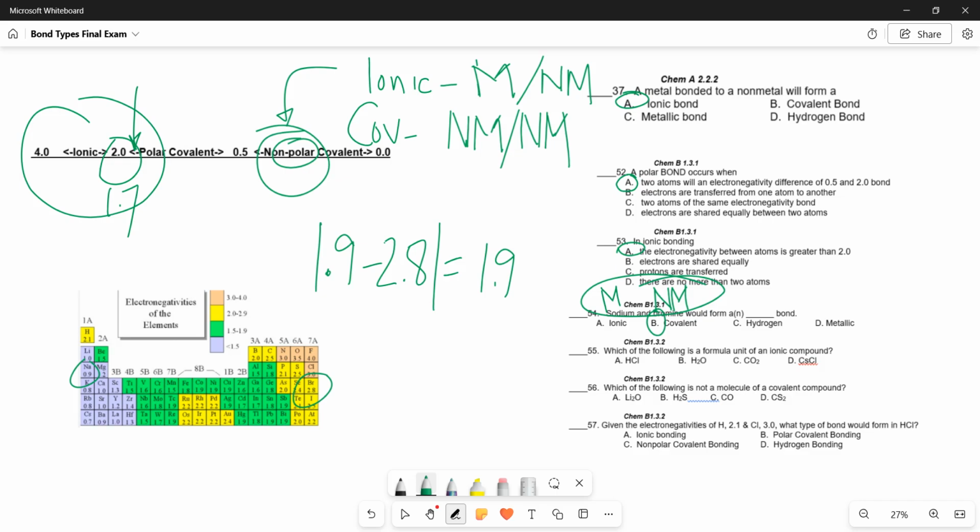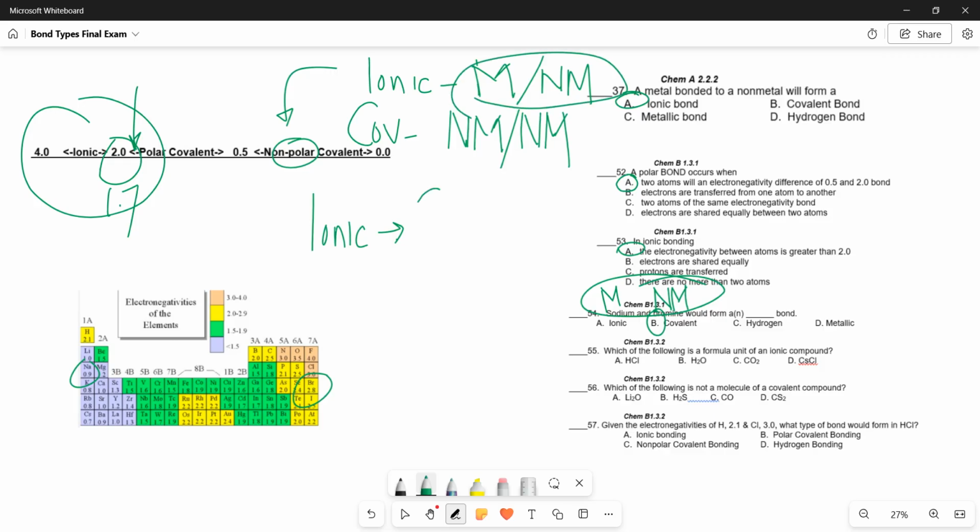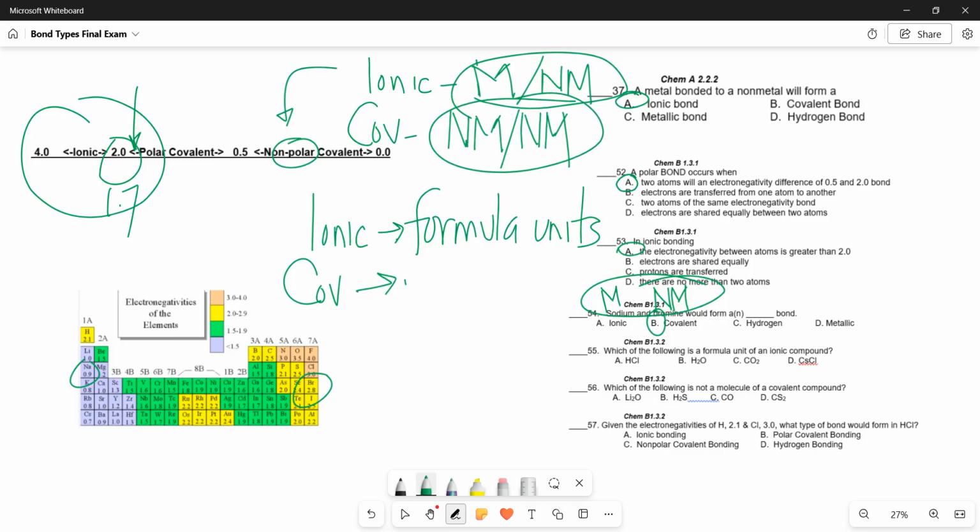Okay, 55. Which of the following is a formula unit of an ionic compound? This is the application of some vocabulary, so let's talk about it. Ionic compounds are between metal and nonmetal, and they form formula units. They form crystal lattices. Covalent compounds are between nonmetal and nonmetal, and they form molecules, individual molecules. So we're looking, does the student understand the difference between these bonds and the nomenclature? Formula units means I'm looking for ionic.